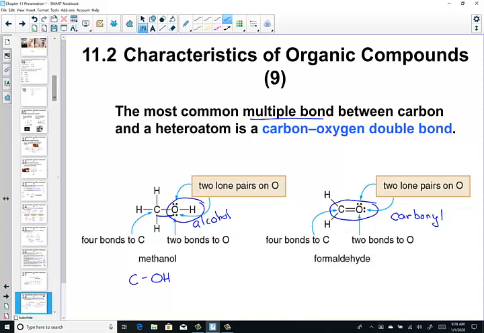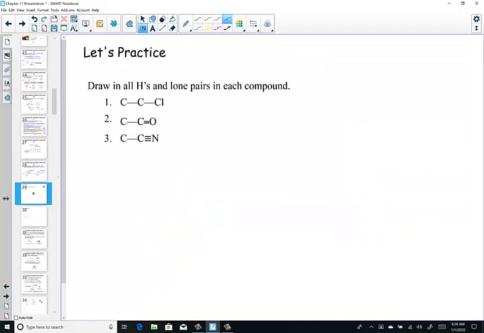So what we're really working on is practicing how many bonds and lone pairs are needed to complete the octet. And the secret lies in finding where the element lives on the periodic table. So let's practice. Draw in all the hydrogens and the lone pairs in each of these compounds. I encourage you to pause the video, try these, and when ready, come back to check your work. Don't cheat yourself of the practice. The learning deepens when you pause, try them, and check.